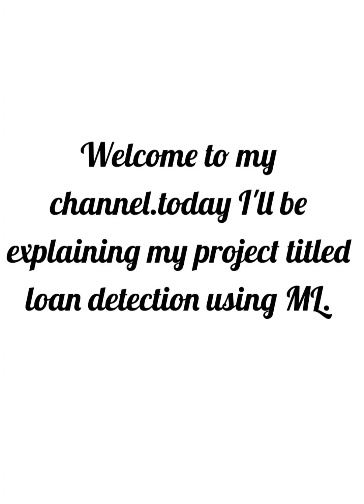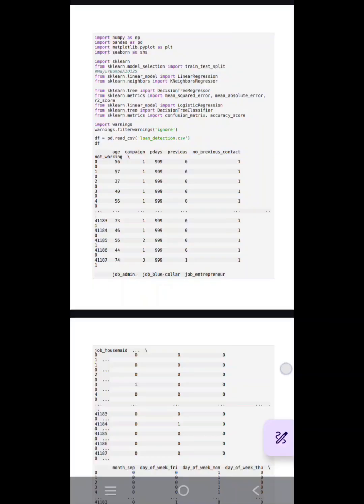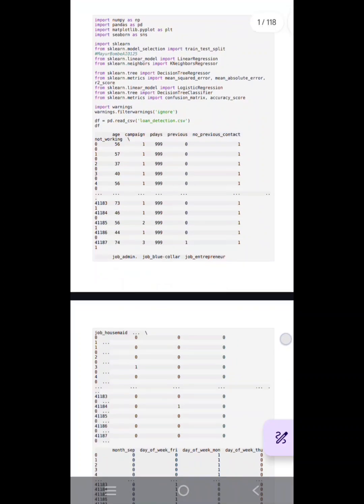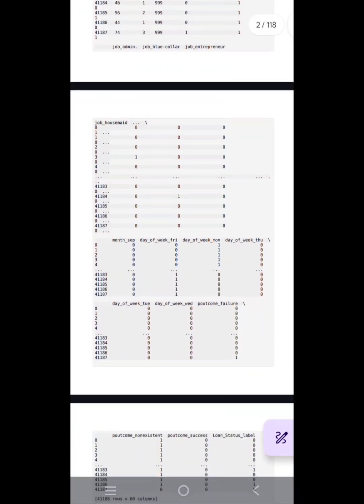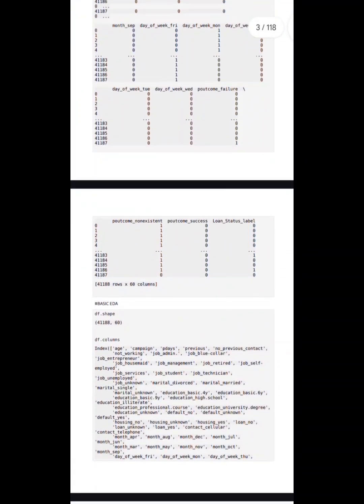I'll show you how I analyzed a real-world dataset of bank customers to predict whether a person is likely to get a loan or not. We'll go step by step from data understanding, cleaning, visualization, model building, and finally, interpretation of the results. This project taught me how machine learning can help banks make faster and smarter decisions about loan approvals.